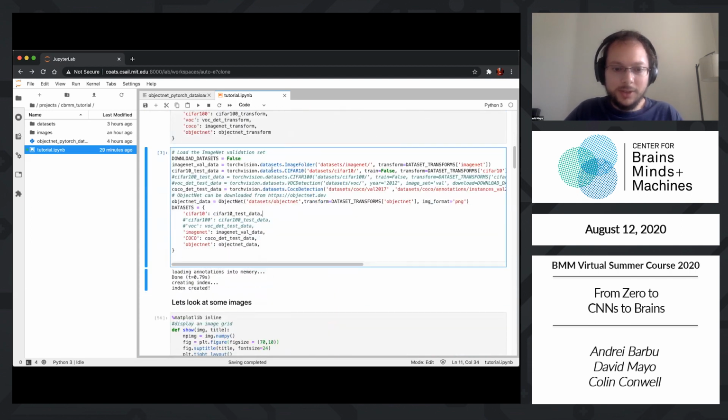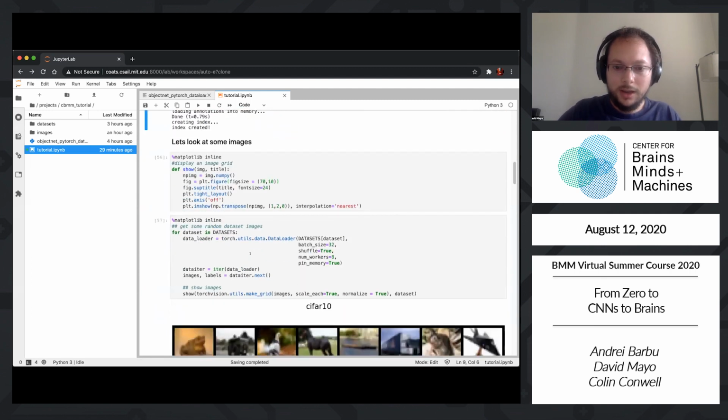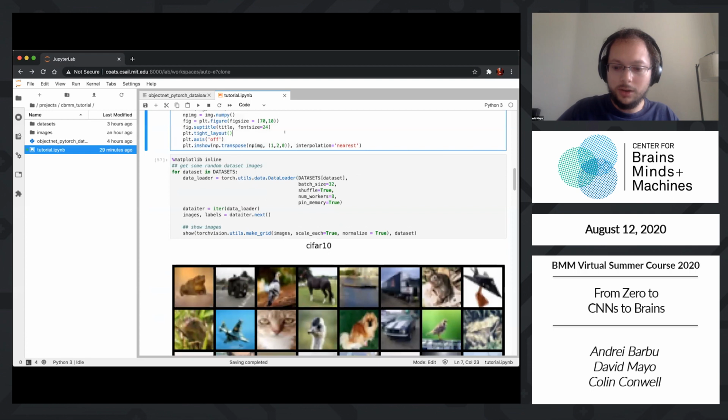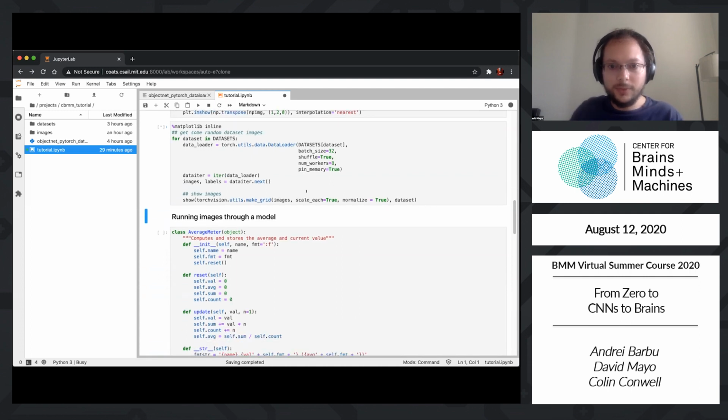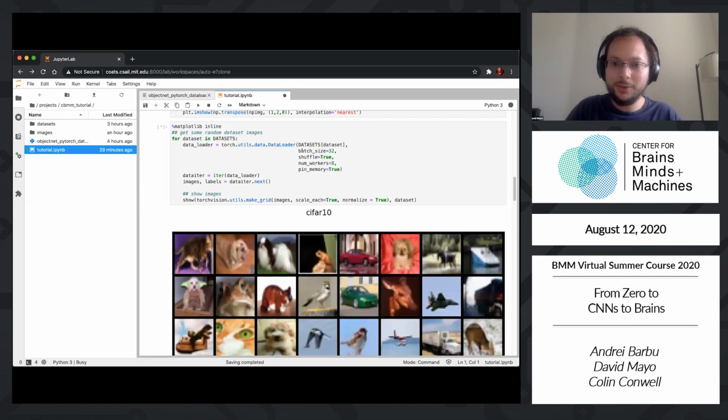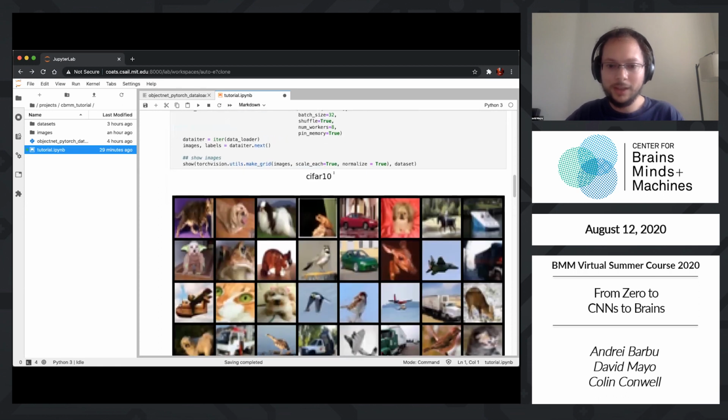And so these are several different data sets: CIFAR10, ImageNet, COCO, and ObjectNet, which is a data set that I created. And I'm going to walk through here a quick random sampling of images from each of those data sets, so you get a sense of what they look like. This object here is also called the data loader, which is very useful in PyTorch and allows us to quickly load batches of data in parallel at the same time.